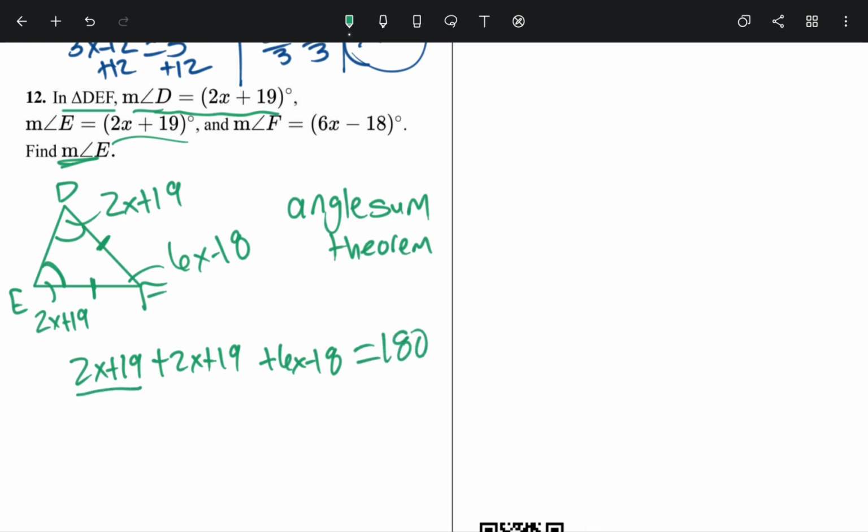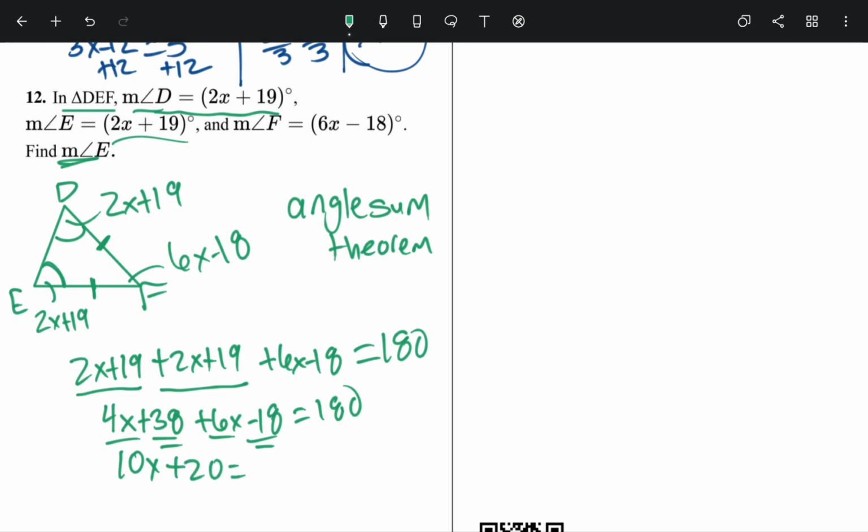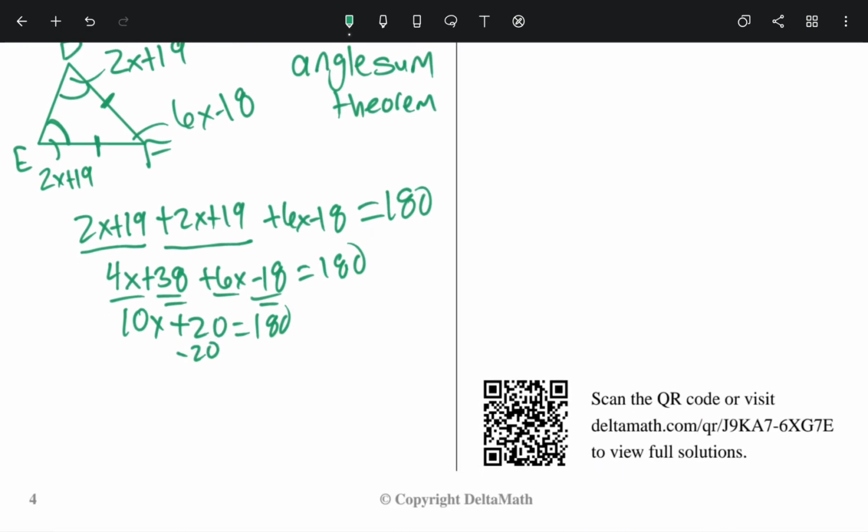180. 2x plus 19 plus 2x plus 19, I know that's going to give us 4x plus 38 plus 6x minus 18 equals 180. 6x plus 4x is 10x. 38 minus 18 is positive 20 equals 180. Subtract 20 from both sides. We get 10x equals 160. Divide both sides by 10. We get x equals 16.